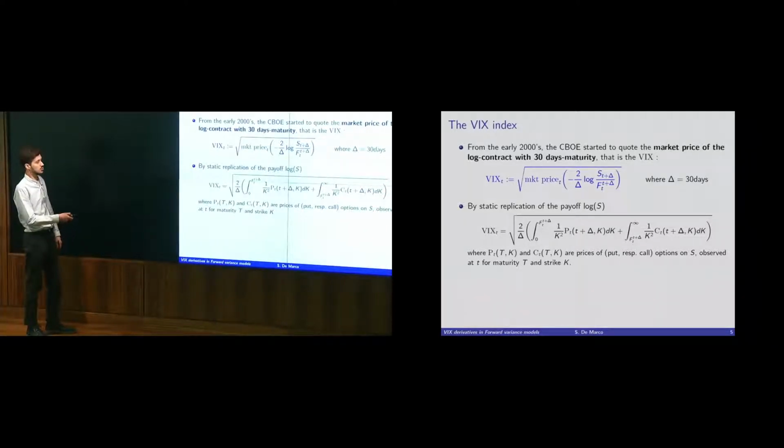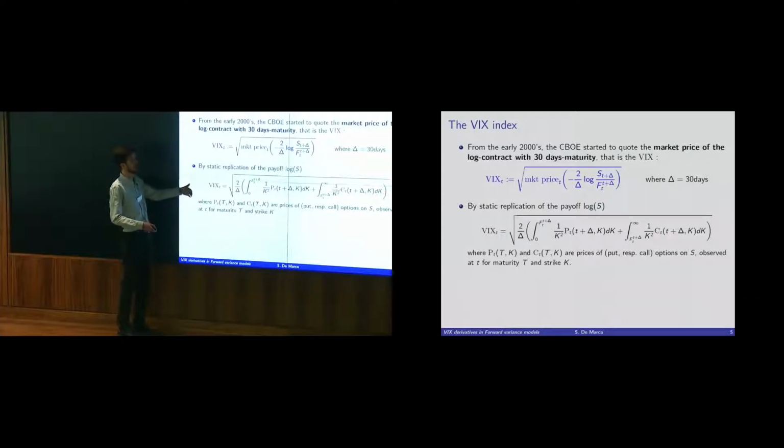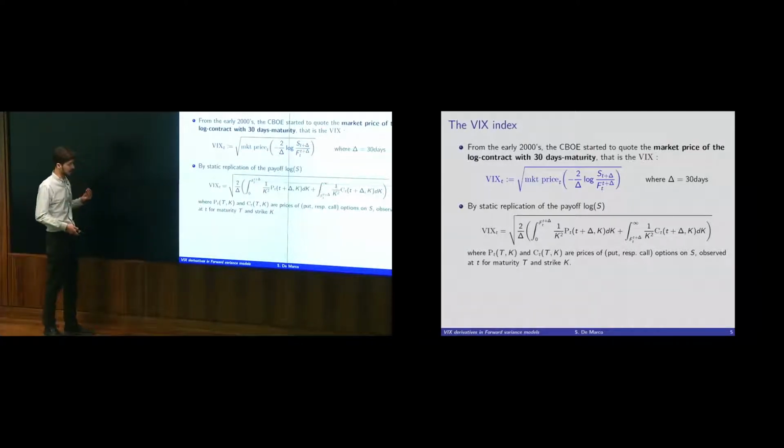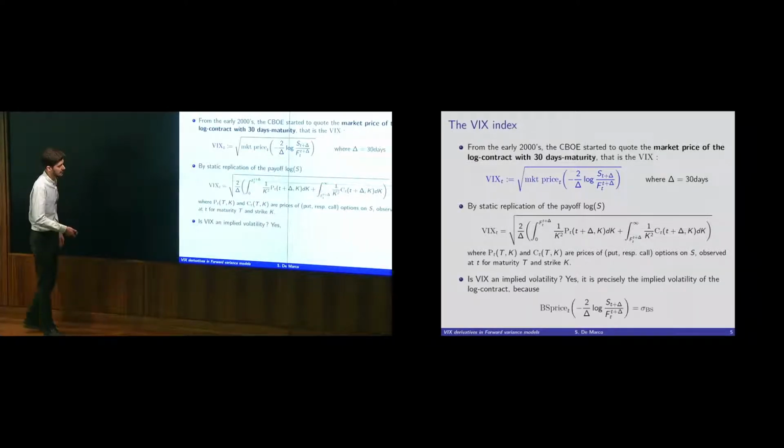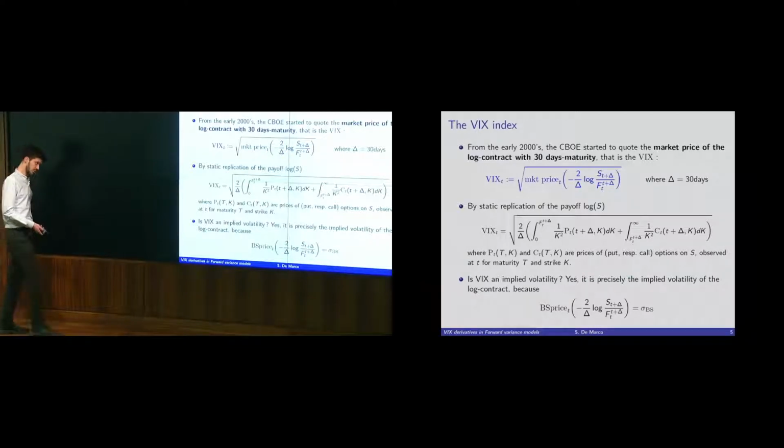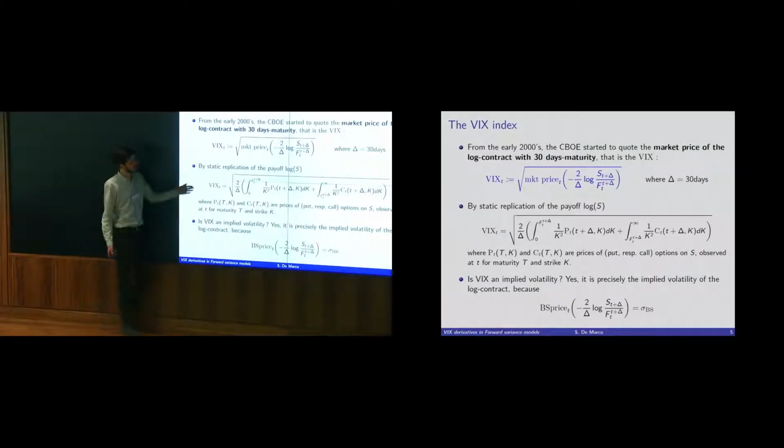And of course, this needs to be discretized over available strikes and maturities, okay? This is theoretically an integral. In practice, it will be a portfolio, a combination of call and put prices. This gives me, once again, a number. The square root of this number is the VIX. Is it an implied volatility? Yes, but this is a small additional remark. It is the square root of the price of the log contract.